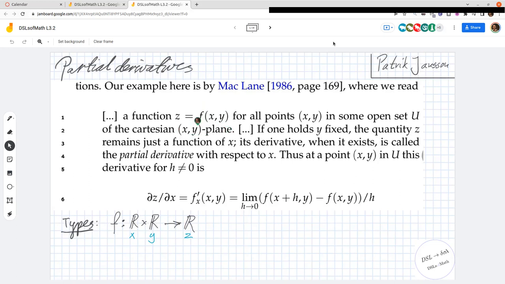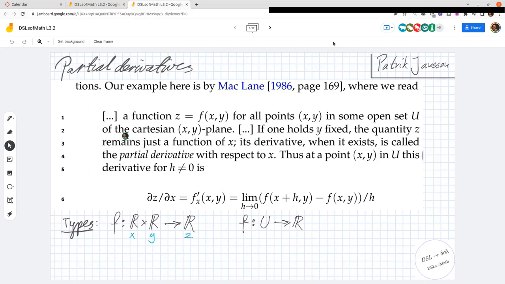Anyway, this indicates that the function f is actually not defined necessarily for all pairs of x and y. So an alternative type for f, a more fine-grained type, would be U to R. So U is then just a name for that subset of the pairs of R of two real numbers for which the function is defined. I mean, the function may, for example, be 1 over x plus y, in which case there are certain points where x plus y is 0 and the function is not defined. Okay, so that's f, x, and y, and z. Then it talks about holding y fixed and saying the quantity z remains just a function of x.